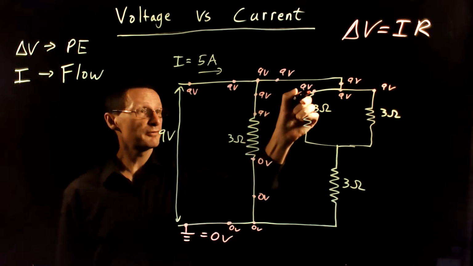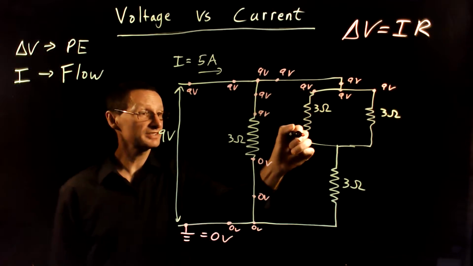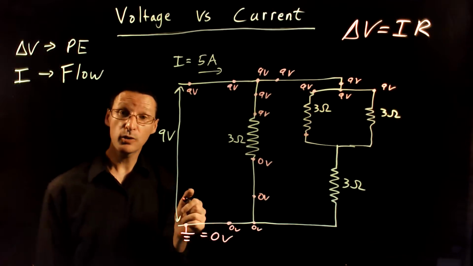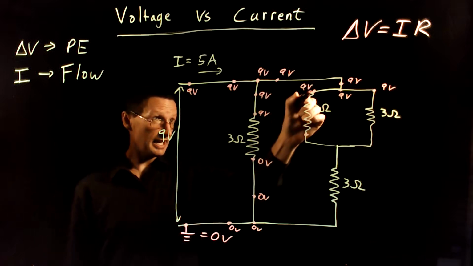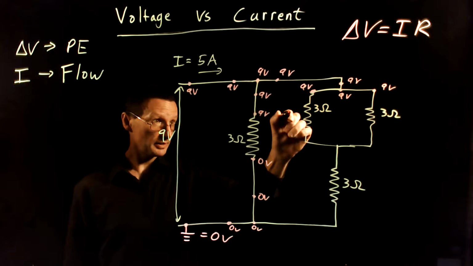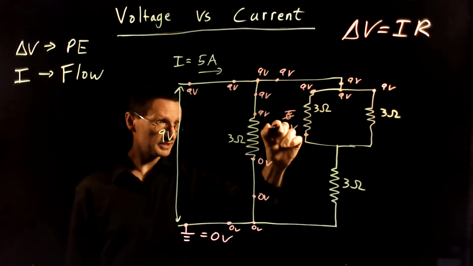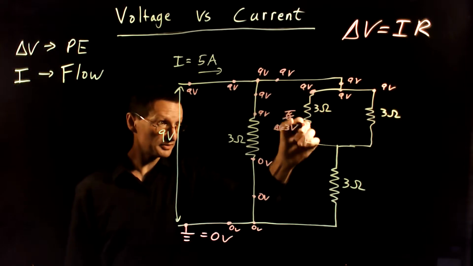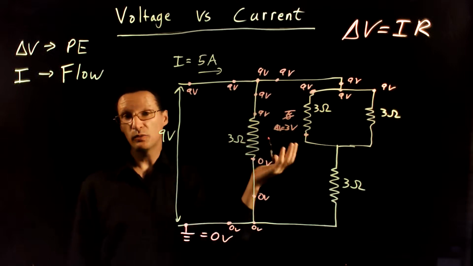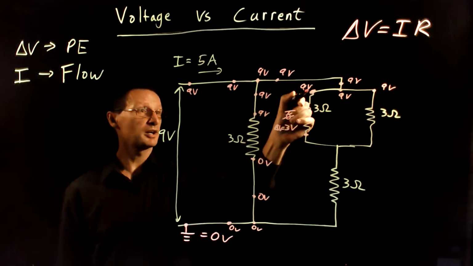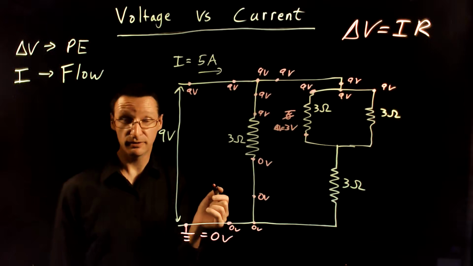But if I want to move it from this side of the resistor to this side of the resistor, now there will be some energy loss. And let's say that as it goes from here to here, I find out that the voltage difference is 3 volts. So it loses 3 volts in going from here to here. So what we call the voltage drop across this resistor is 3 volts.